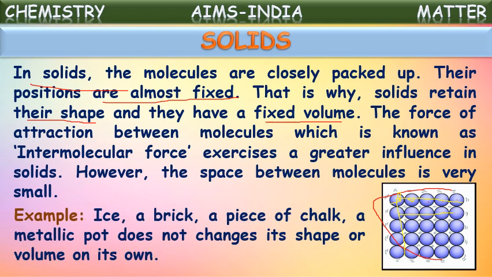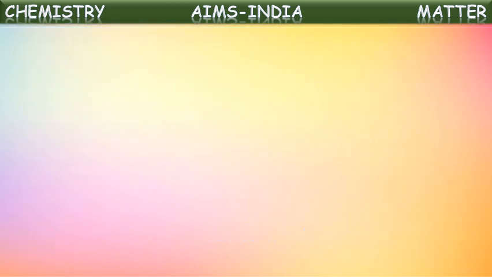Okay, see examples. Ice we can take. Brick. Brick is also a solid. Piece of chalk is a solid. A metallic pot. Everything which has a fixed shape and fixed volume, that we can consider as a solid.